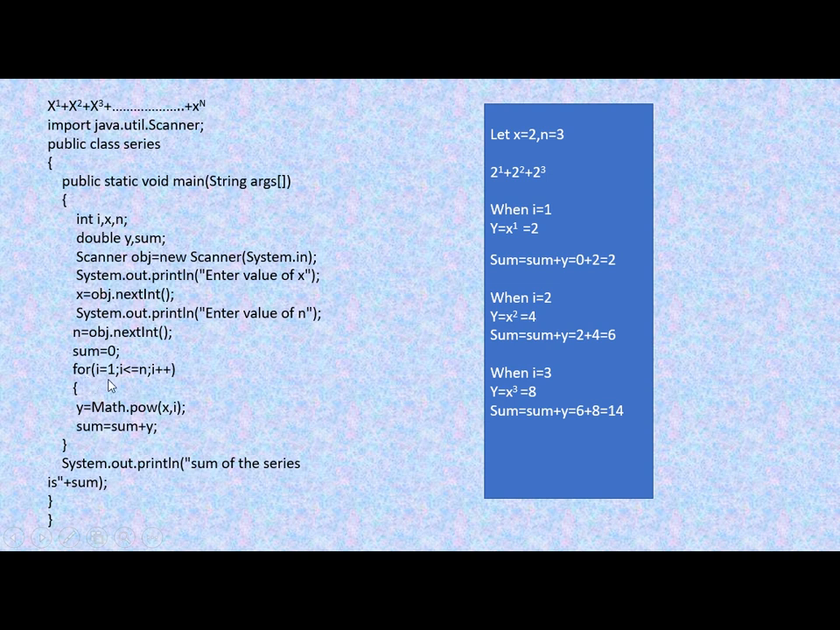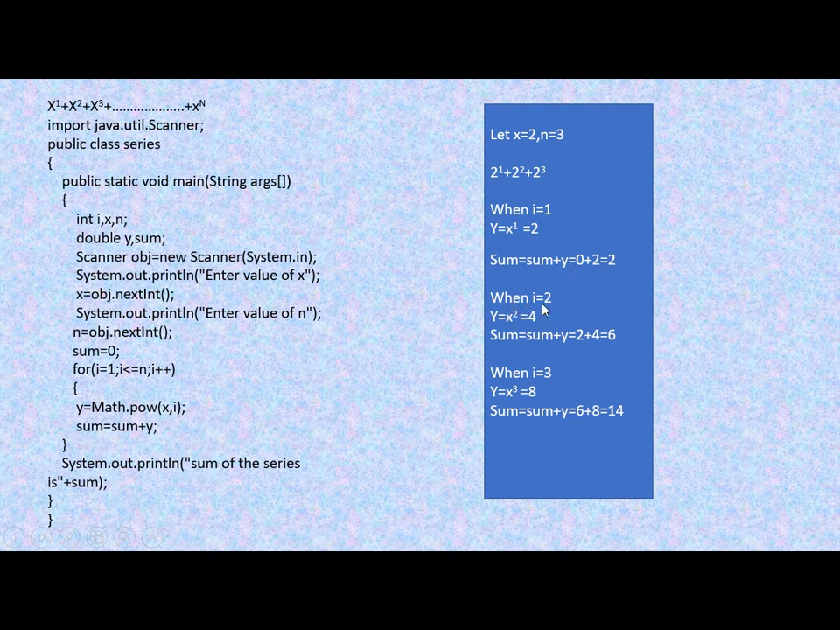Here, when the value of i is 1, the first thing computed is y equals Math.pow(x, i). So this is going to compute x to the power of i. This statement means x to the power of i. So this is going to compute x to the power of 1, that is equal to 2, because 2 to the power 1 is equal to 2. Now sum equals sum plus y. Initially the value of sum is 0. So now we get 0 plus 2, that is equal to 2.